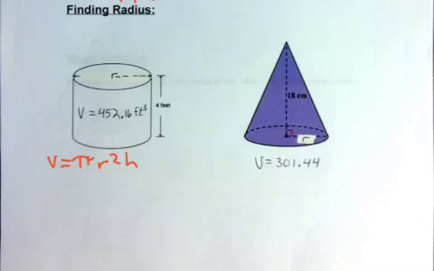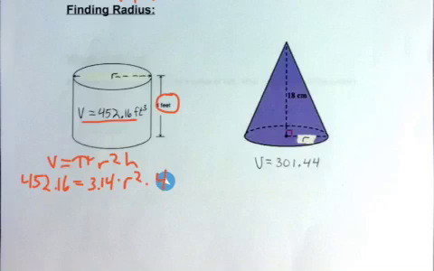So now fill in all the information that we know. We know the volume is this, so I'm going to rewrite 452.16 equals pi, which is 3.14, times radius squared, since I don't know the radius, so I'm going to leave that as r squared. The height they give us is 4. Okay, so now I'm going to clean this up a little bit. I'm going to multiply 3.14 times 4 to just clean up this side.